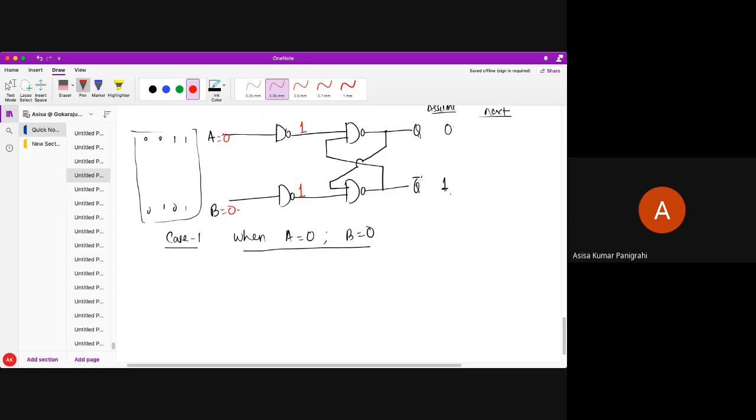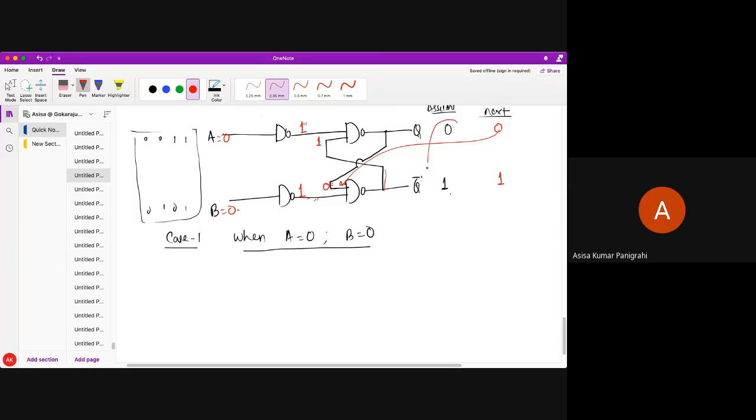Now you can see I have assumed here my Q bar is 1. Q bar is 1 means it feeds back to this input. So if Q bar equals 1, this 1 and 1 will give me 0, as we know that if both the inputs of the NAND gate are 1, then the output is 0. Now this 0 will feed back to here. So 0 and 1 will give output 1.